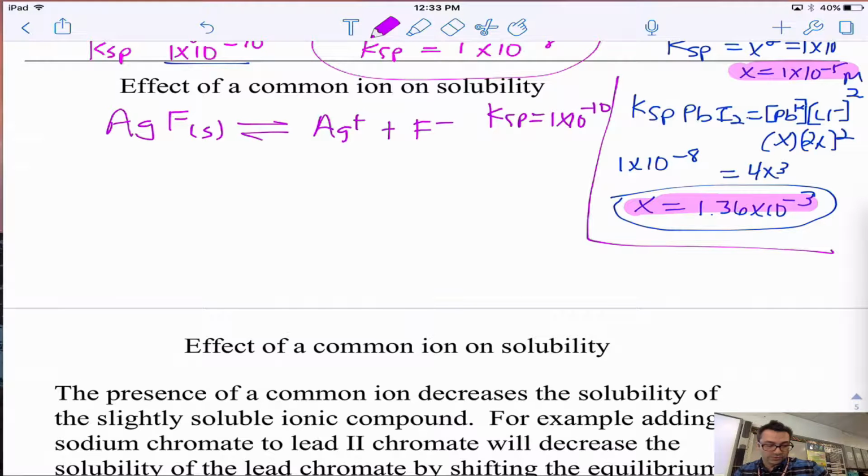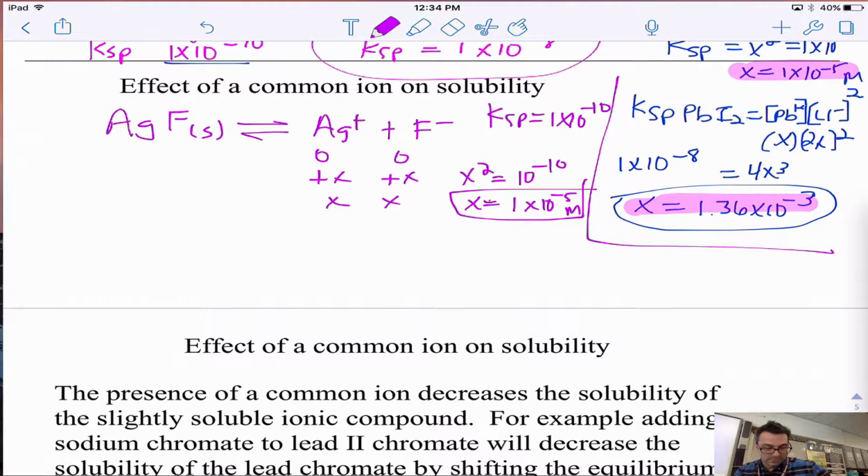If we were to find the molar solubility, we would have 0 and 0, plus x, x and x. So we would have x squared equals 10 to the negative 10th. And so x, the molar solubility, would be 1 times 10 to the negative 5 molar. So keep this number in mind here, because this is our solubility if we were to have just pure water.